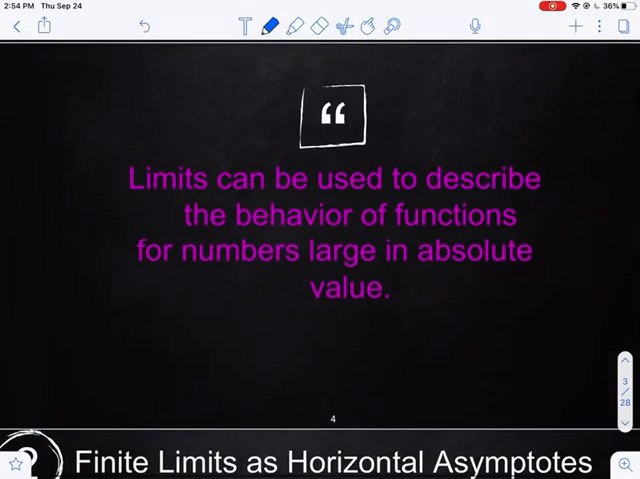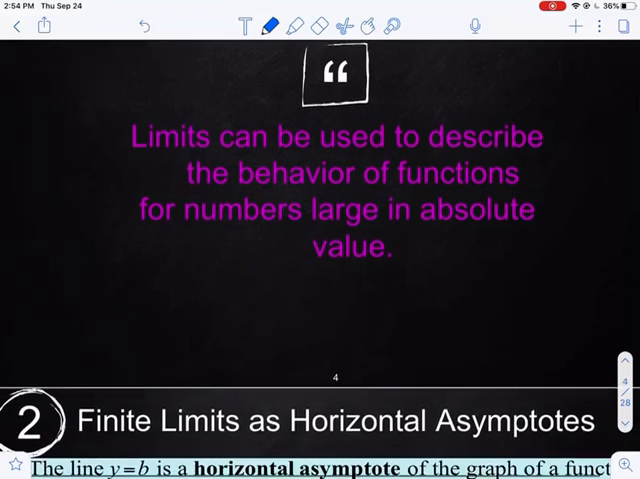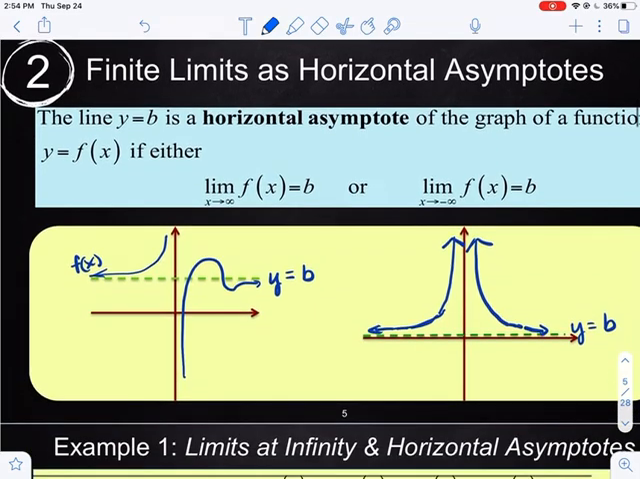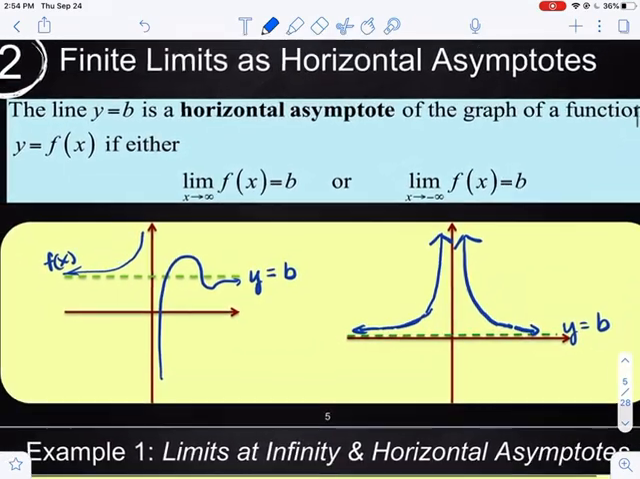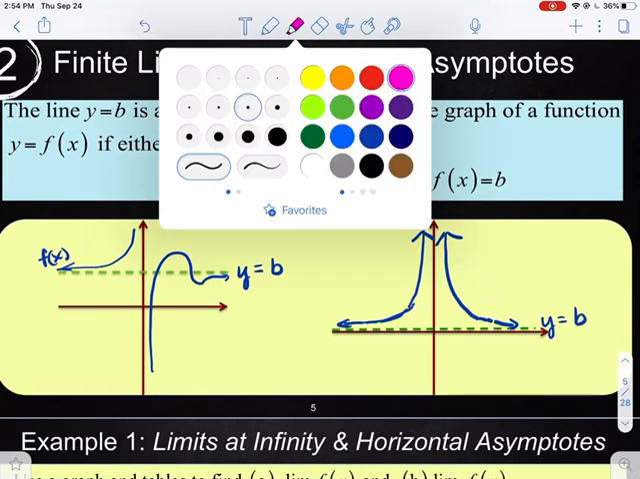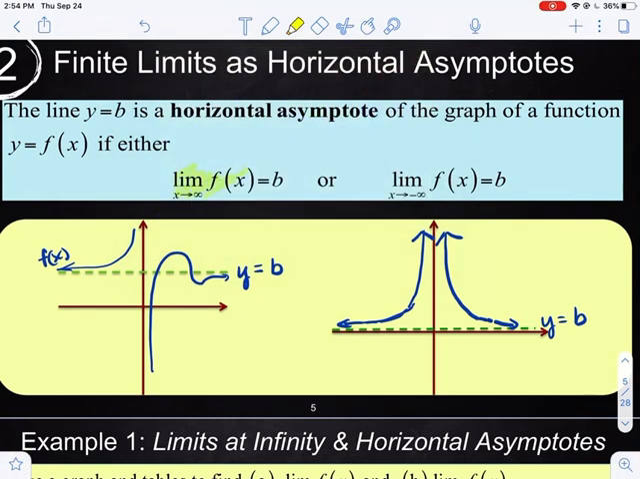So limits can be used to describe the behavior of functions for numbers large in absolute value. What happens when x becomes like 1,000 or 10,000 or 1 million? That addresses the issue of horizontal asymptotes. The line y equals b is a horizontal asymptote of the graph of the function y equals f of x if either the limit as x approaches infinity of f of x is equal to b, or the limit as x approaches negative infinity of f of x is equal to b also.